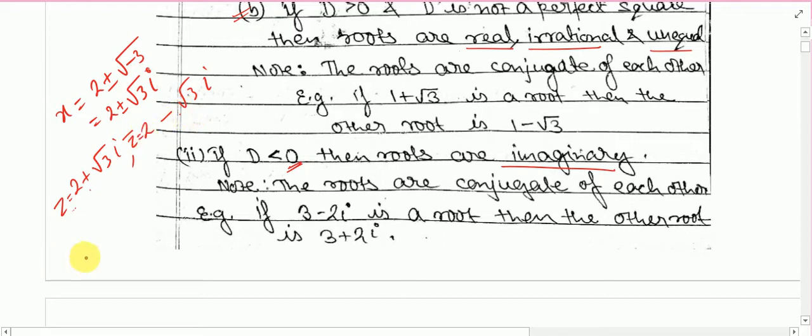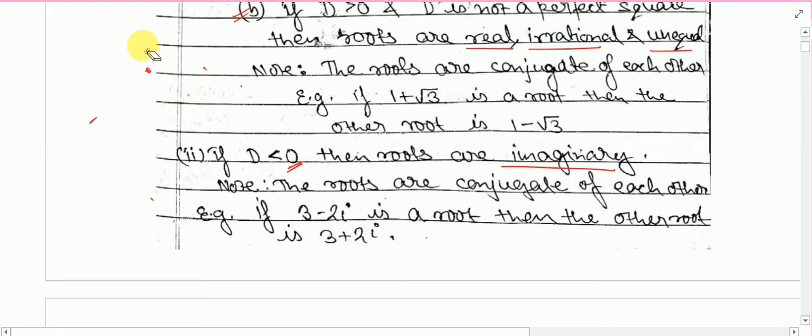Or let's say you are solving for the roots and at the end you are getting 3 plus minus 2i. So one root is 3 plus 2i and the other root is 3 minus 2i. Clearly you can see that these two roots are conjugate of each other. So you are supposed to write down these things.